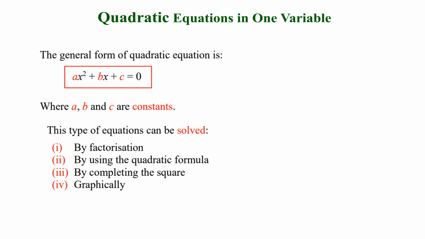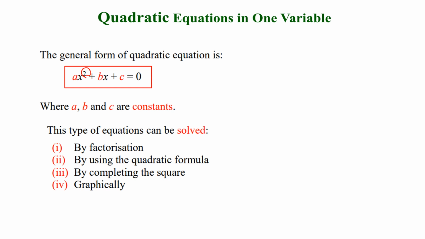Hi, in this video we're going to talk about quadratic equations in one variable. The general form of a quadratic equation is ax squared plus bx plus c equal to 0. Here a, b, c are all constants and x is a variable, and quadratic means a second degree equation. So here the highest degree of the equation is 2, so we call it quadratic.